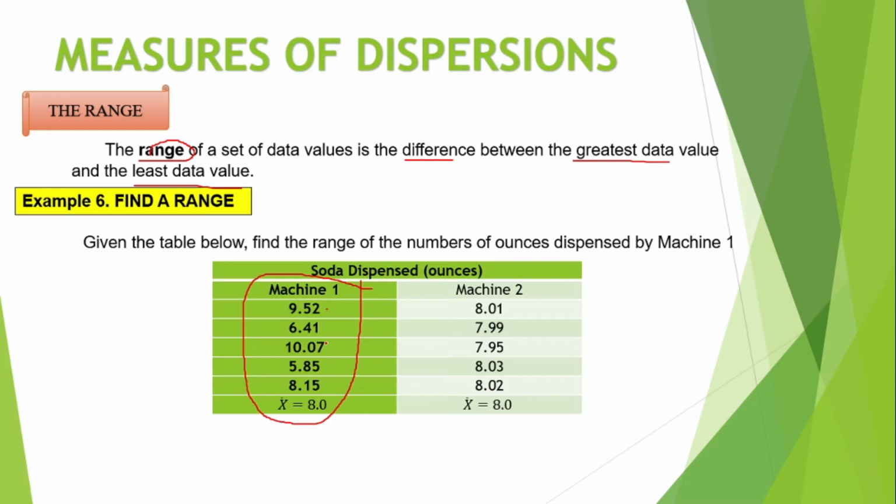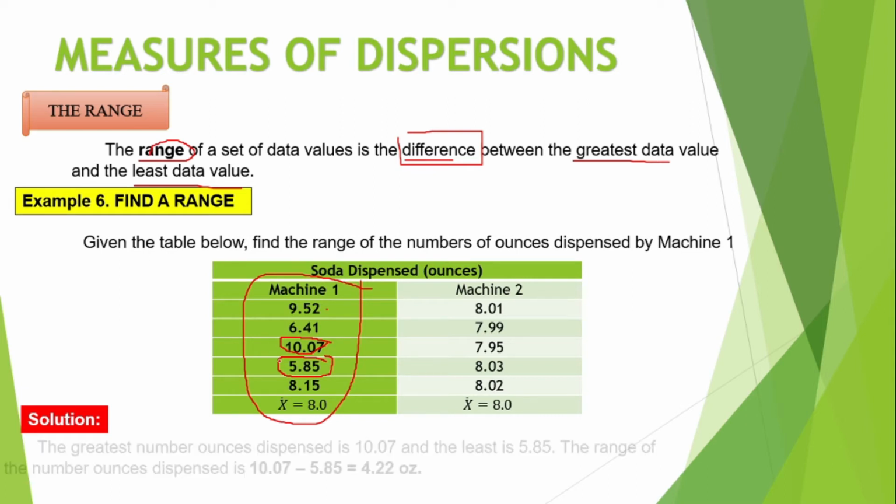To find the range, just look for the greatest value and then the least value. In machine 1, the greatest value here is 10.07, and the least value here is 5.85. According to our definition, the range is just the difference between the greatest value and the least value. Since we already identified them, just simply subtract them to get the range of this set of data.